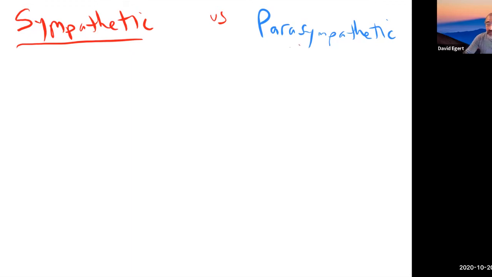Parasympathetic, again, people talk about the rest and digest. Let's get digestion going. Let's start salivating. Let's encourage digestive processes. Let's slow down the heart. Let's constrict the pupils. For the most part, these tend to be antagonistic in terms of their activity. So I'll say mostly antagonistic.